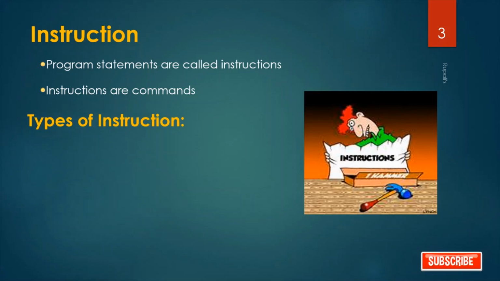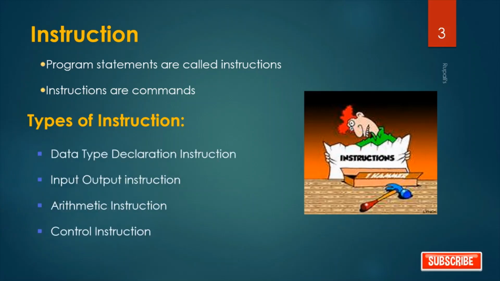Types of instruction. In our C programming class, we have to learn four types of instruction. First is data type declaration instruction, then input output instruction, then arithmetic instruction, and finally control instruction. Today we will learn data type declaration instruction.